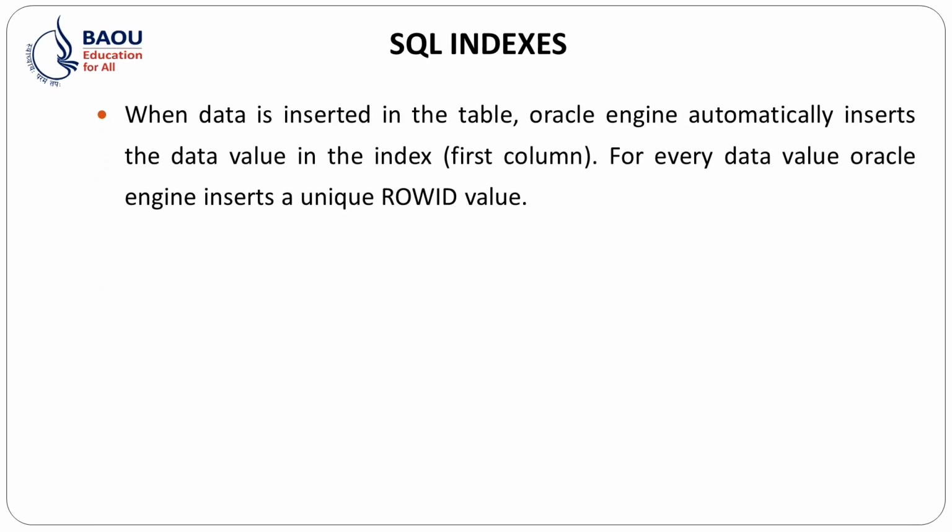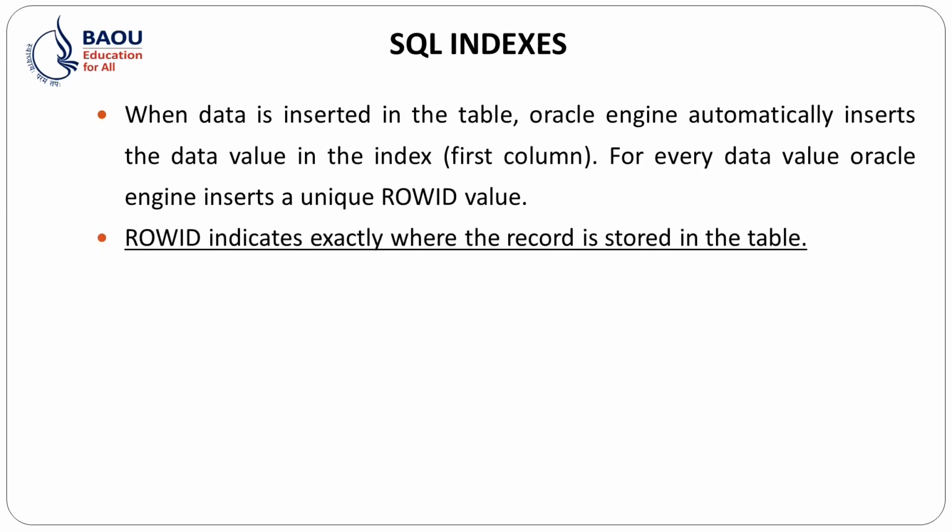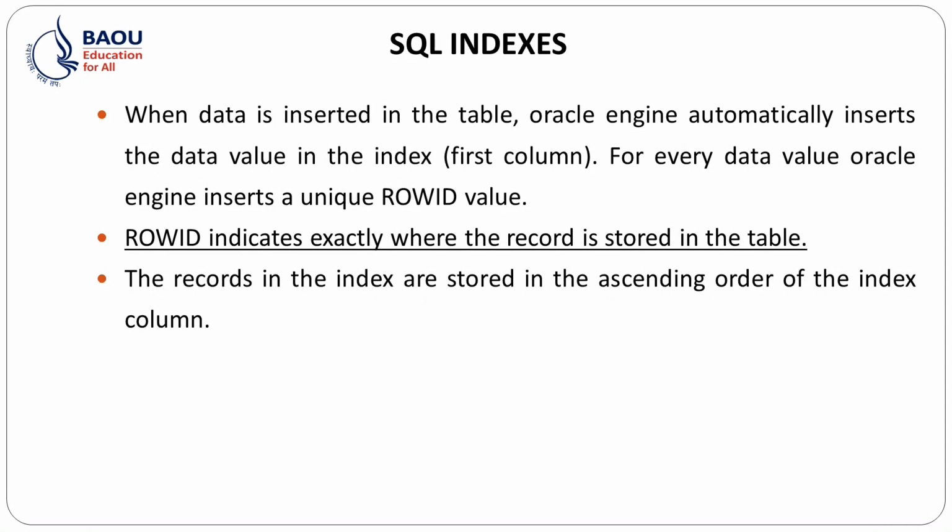Now, when data is inserted in the table, the Oracle engine automatically inserts the data value in the index's first column. For every data value, the Oracle engine inserts a unique row ID value. The row ID indicates exactly where the record is stored in the table. The row ID column is automatically generated when we create the index on the table. The records in the index are stored in ascending order of the index column.